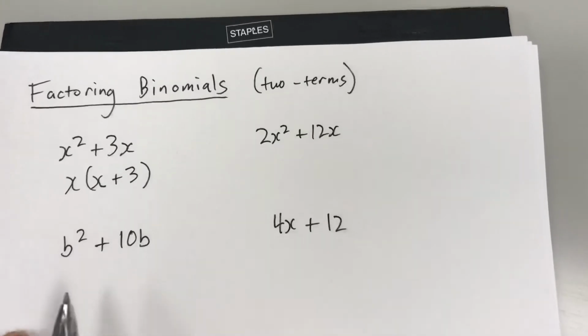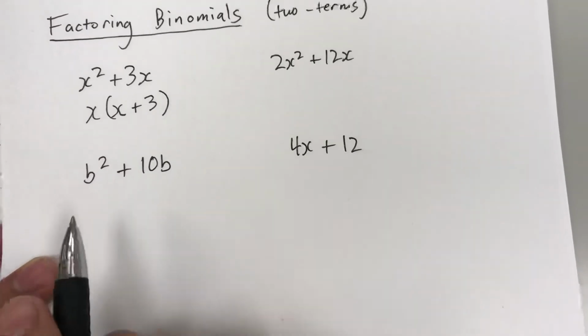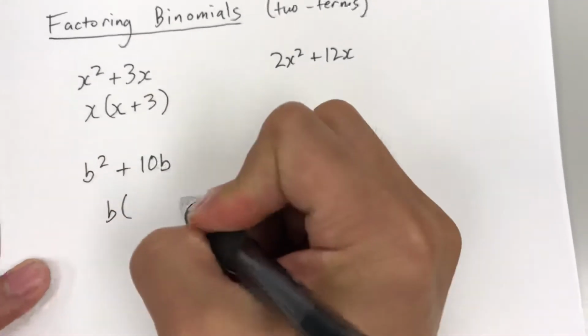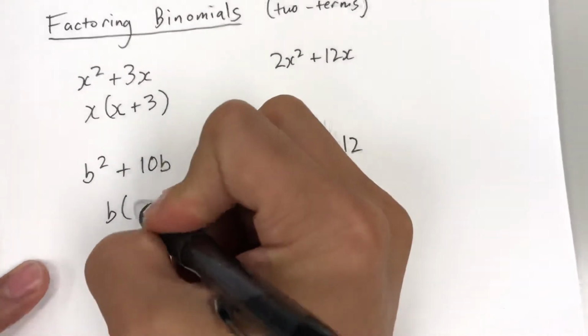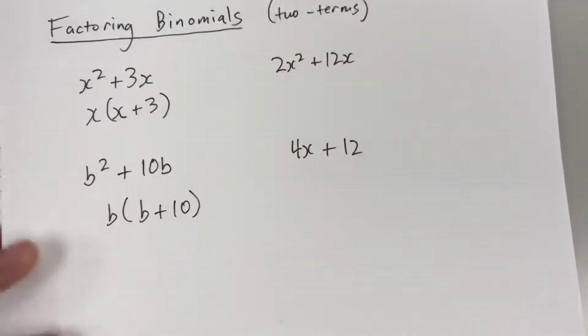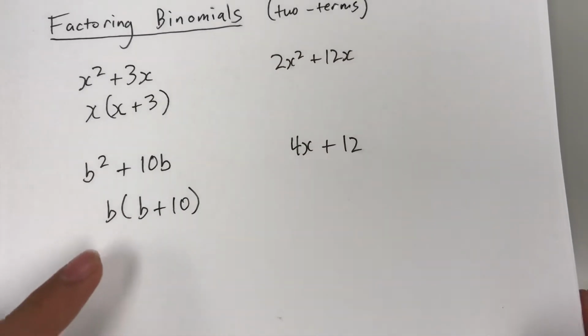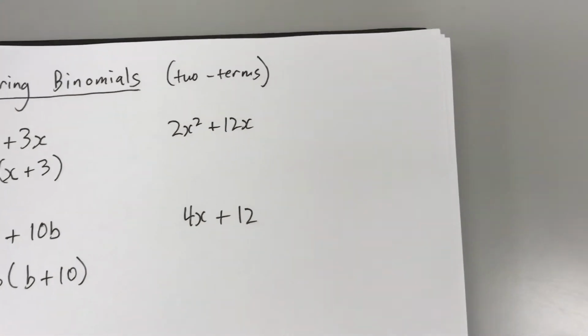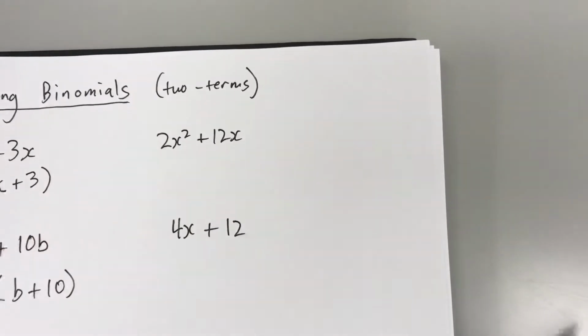Let's take a look at this example below as well. It's the same idea, b squared plus 10b. You see that they both have a b in common, so you can factor out that b. And what's left over is simply going to be b plus 10. Again, redistribute to make sure that you have the correct answer. b times b is b squared, b times 10 is 10b. So far, so good.